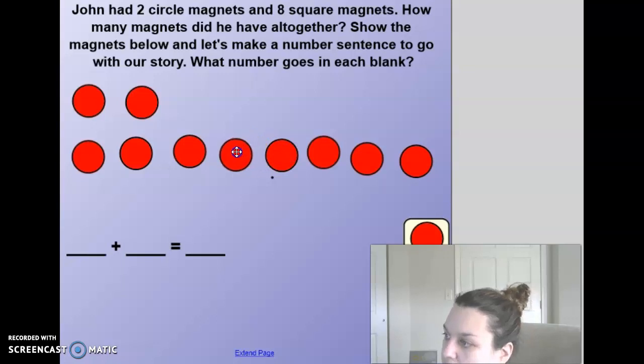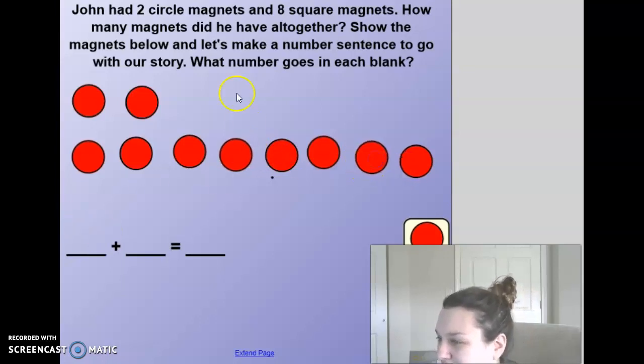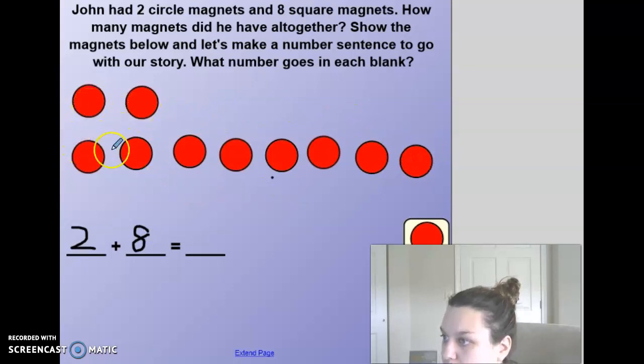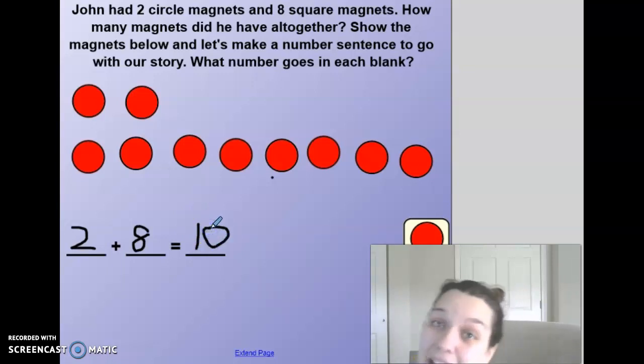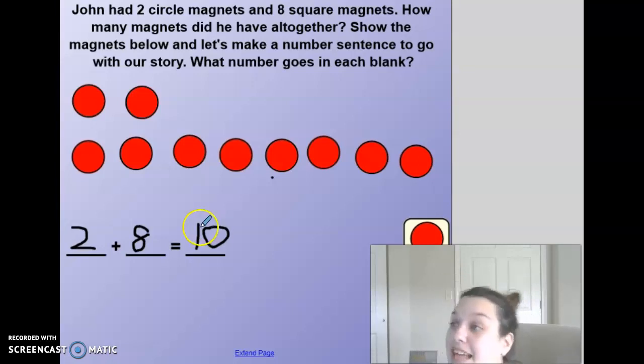Well, that's a crazy line, isn't it? Okay, so now I can write my number sentence. He had 2 circle magnets. He had 8 square magnets, which are right here. And let's count how many he had altogether. 1, 2, 3, 4, 5, 6, 7, 8, 9, 10. Amazing job if you got this. If not, it's okay. We're gonna keep practicing, I promise you.